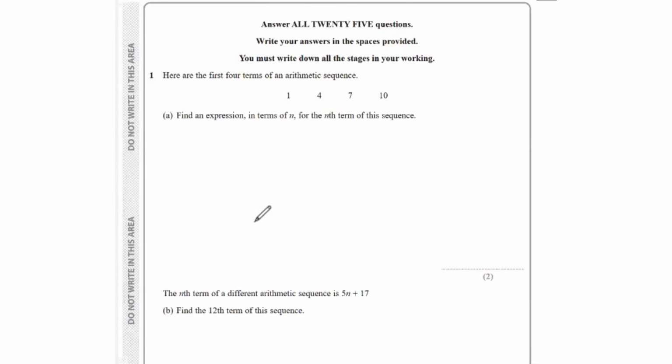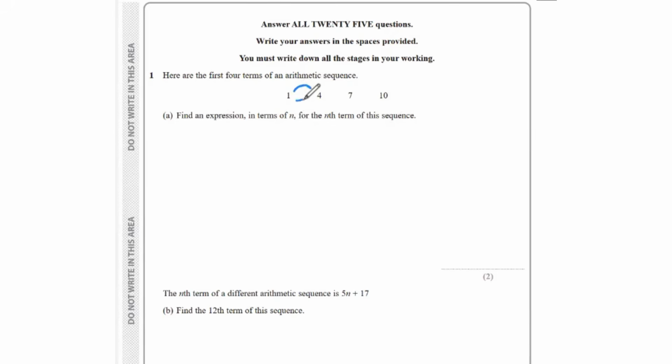First question says that here are the first four terms of an arithmetic sequence. The terms are 1, 4, 7, and 10. Find an expression in terms of n for the nth term of the sequence. So for the nth term, first we need to find the common difference.